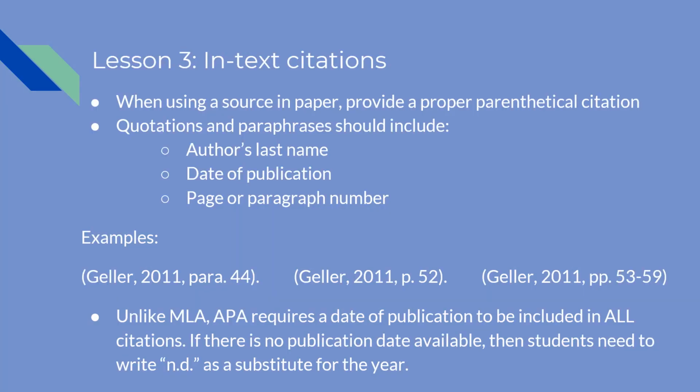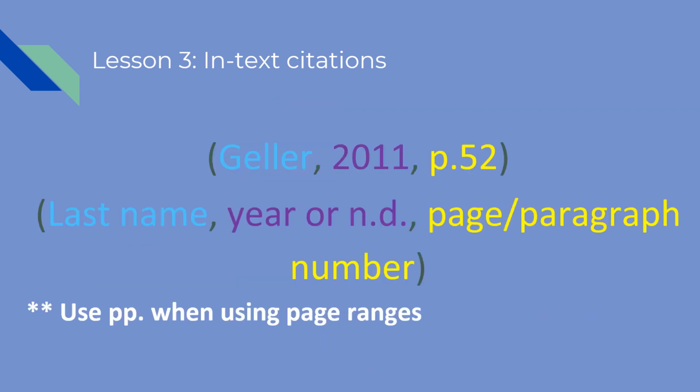I briefly mentioned in-text citations, so now we're going to talk a little bit more specifically about these. When you're using a source in a paper, you need to provide the parenthetical citation. And so in APA, this includes the author, the year, and the page or paragraph number if you're direct quoting. And this should all be separated by a comma. You can see another example of the in-text citations here.